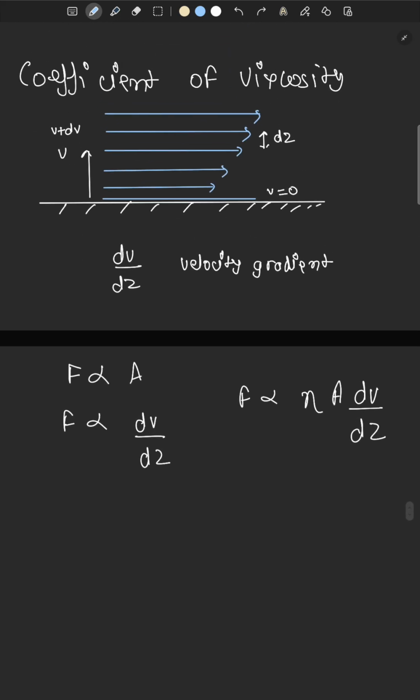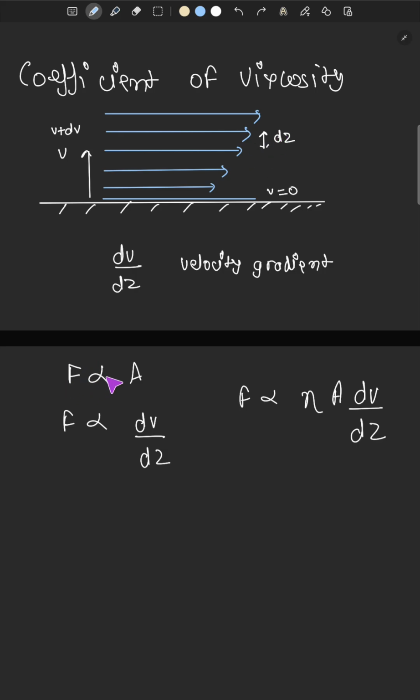Now the thing is that viscosity is actually what happens: these layers try to stop the layer above them. That is, they provide a type of internal friction to the layers above them. So this layer is trying to stop this layer, and this layer is trying to stop this layer from moving relative to each other. That is, they are opposing each other's motions. So it is a kind of internal friction force.